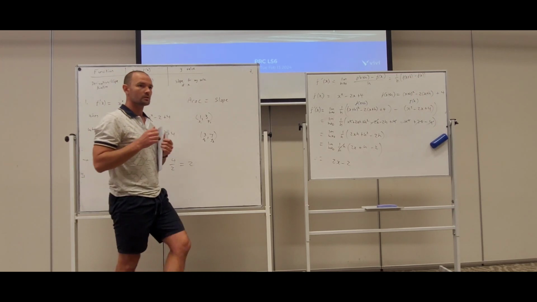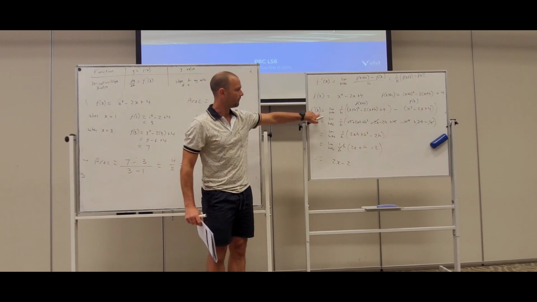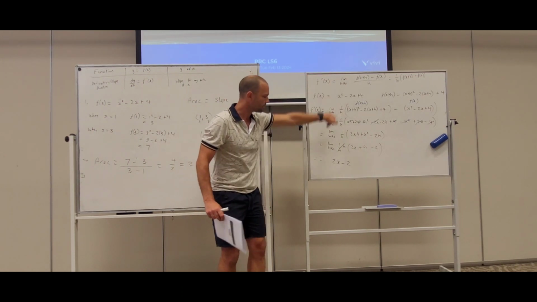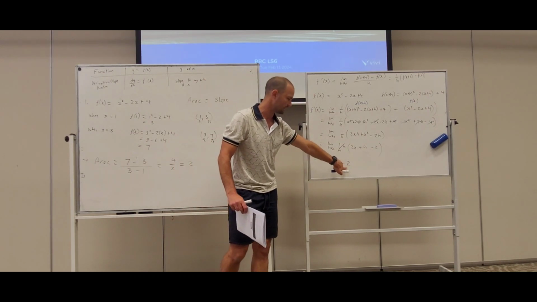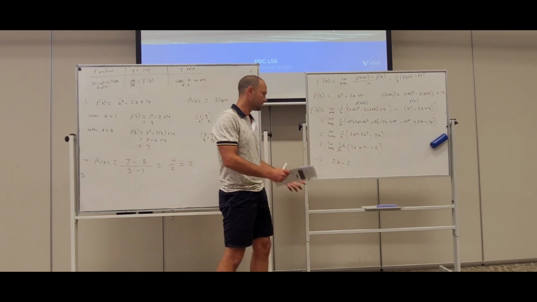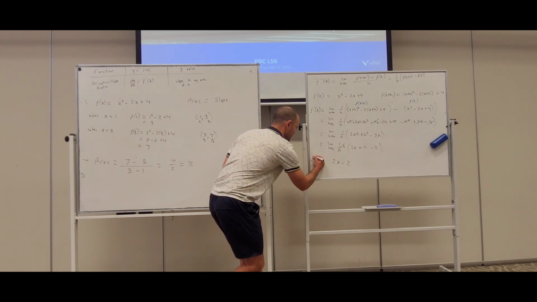Very good. So, what have we done here? We found the derivative function. We found f dash of x using first principles. This is our derivative function. This is f dash of x, 2x take 2.